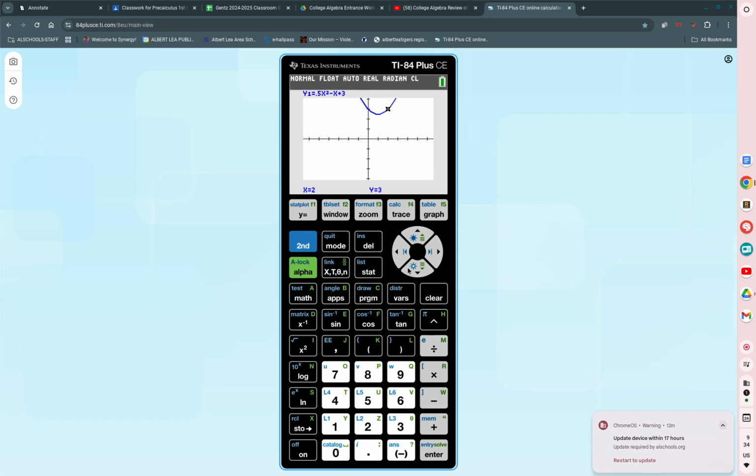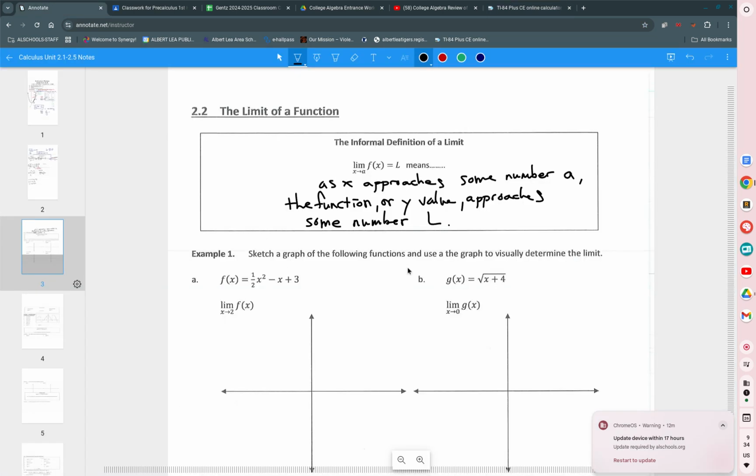It does. And sometimes people ask, well, which way do you approach it? Do you approach from the smaller numbers or bigger numbers? You can look at it both ways. If you say 2.7 down to 2.6, you can see that the y values are approaching exactly 3. And so that's the limit. Now, what's really kind of simple about this is that if you simply just plug 2 in, you get 1/2 times 4 minus 2 plus 3, or 2 minus 2 plus 3, which is in fact 3.